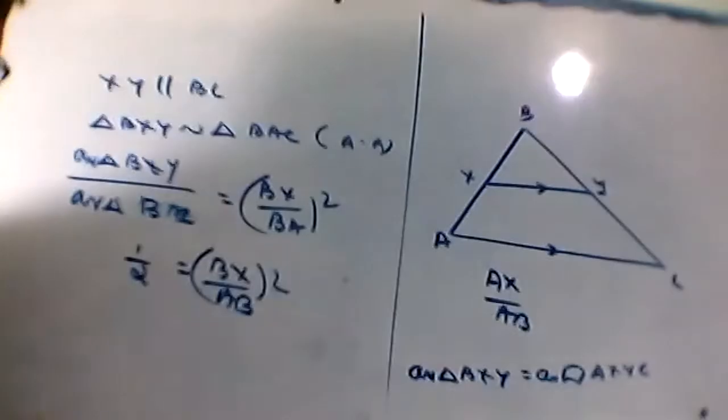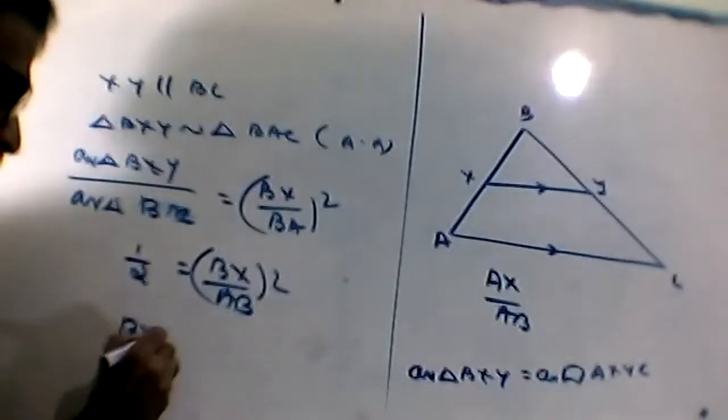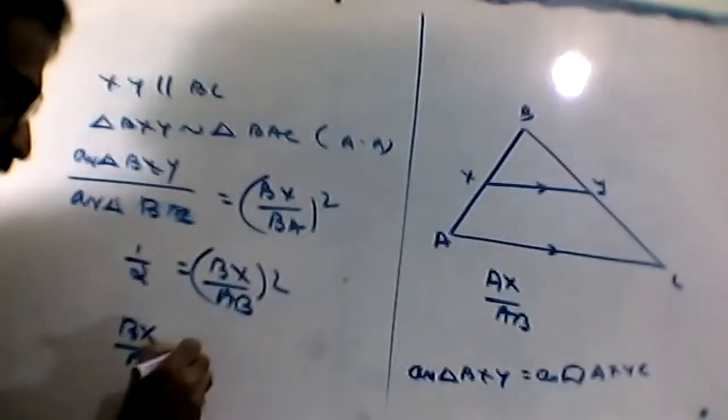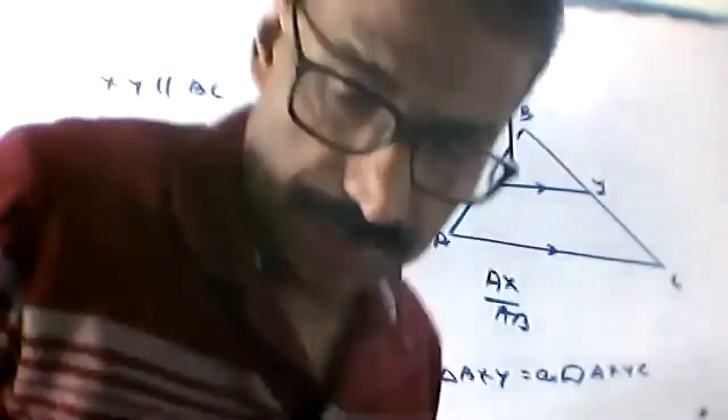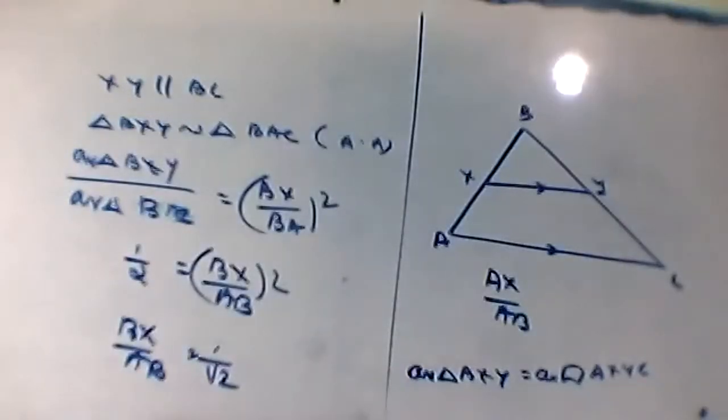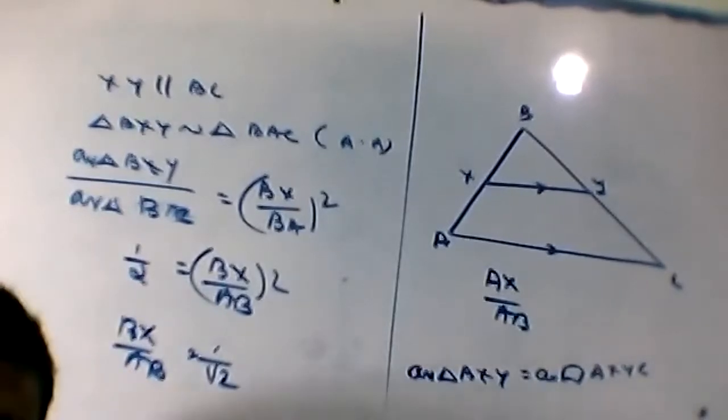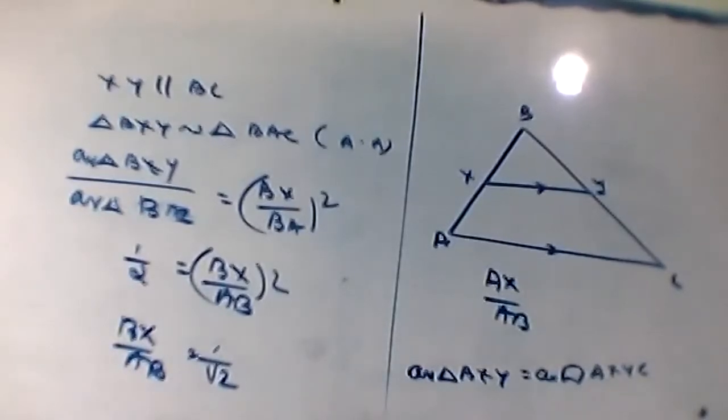Hence, BX by AB equals 1 by root 2. Correct or not? BX by AB equals 1 by root 2. Right? Okay, now listen. That means BX, you can see or not? Okay, right up to here, that's the lengthy one.